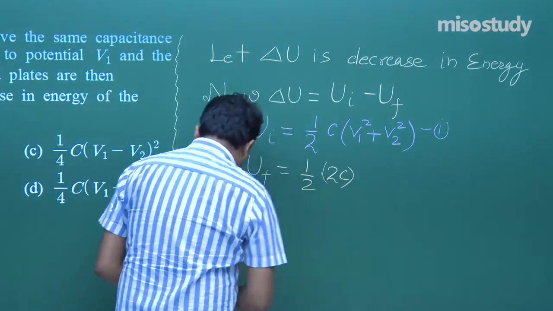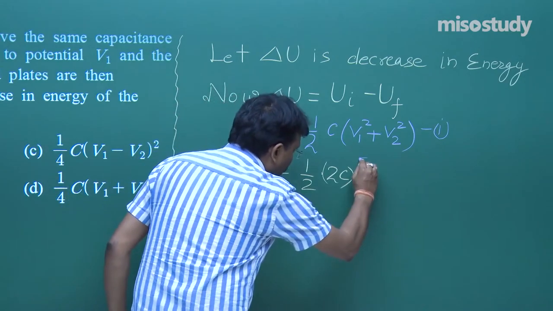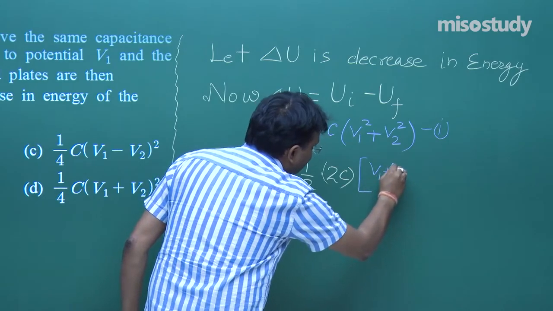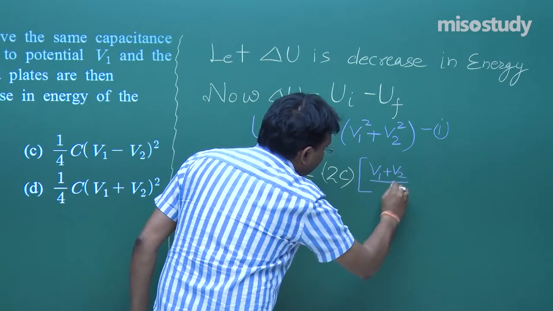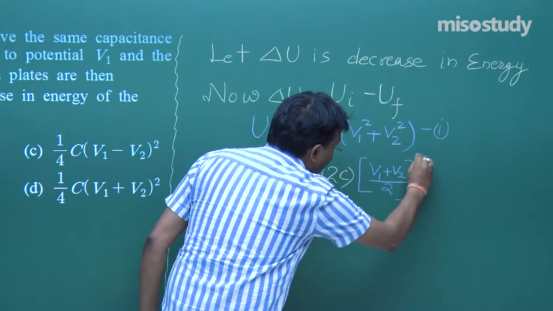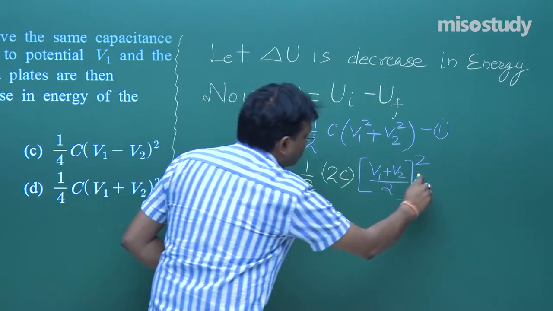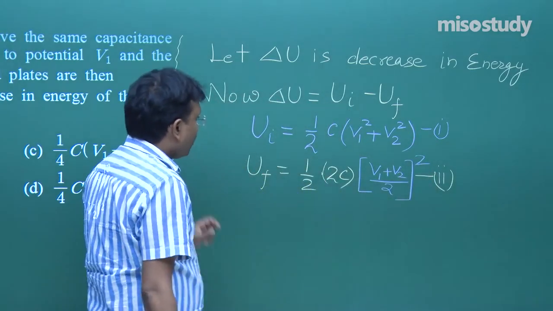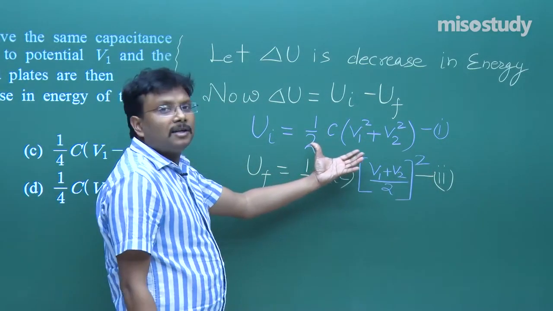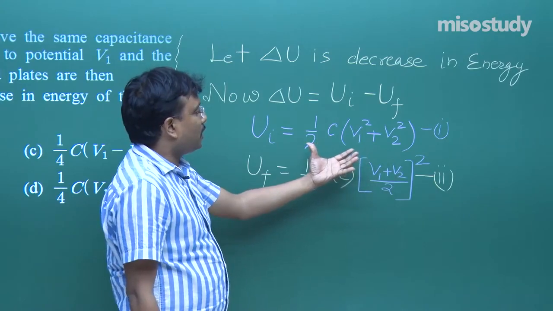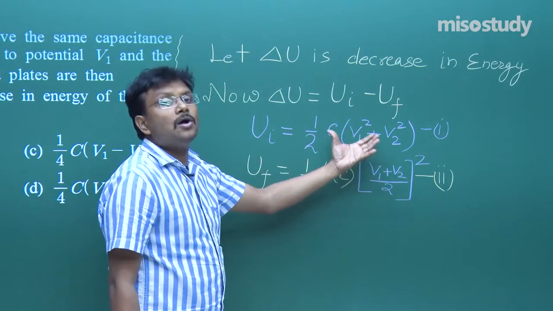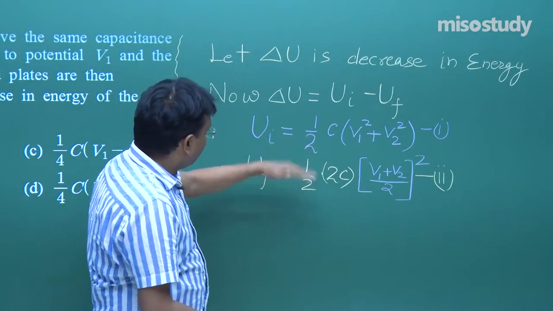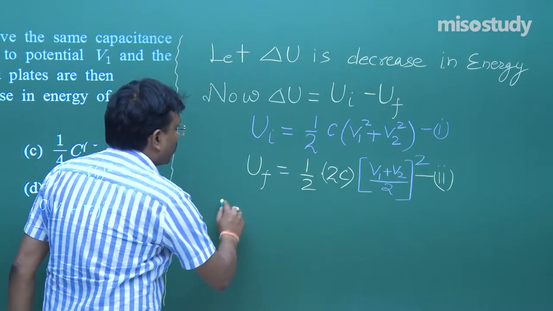So, that you can mention using this way, that is (V1 + V2)/2 whole square. Fine. This is equation number, let us say, 2. Now, ultimately nothing is so difficult left over here, just put these values, solve it, you will get the answer. What I will do, I will write down the next step at least for your understanding.